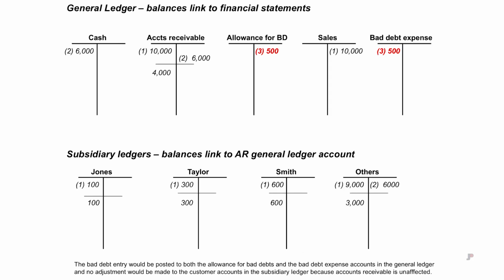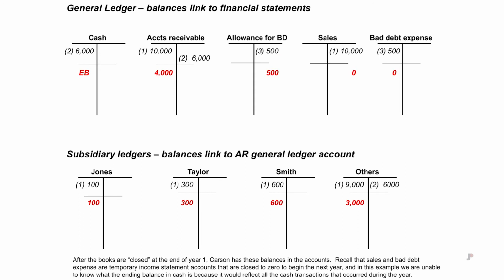The bad debt entry would be posted to both the allowance for bad debts and the bad debt expense accounts in the general ledger, and no adjustment would be made to the customer accounts in the subsidiary ledger because accounts receivable is unaffected. After the books are closed at the end of year 1, Carson has these balances in the accounts. Recall that sales and bad debt expense are temporary income statement accounts that are closed to zero to begin the next year, and in this example we are unable to know what the ending balance in cash is because it would reflect all the cash transactions that occurred during the year.